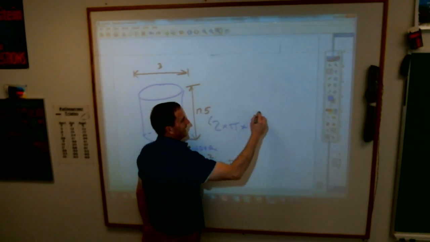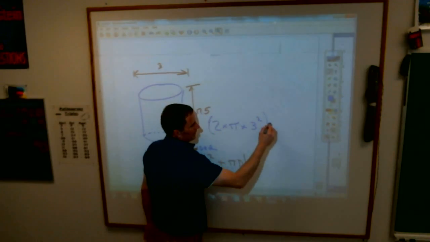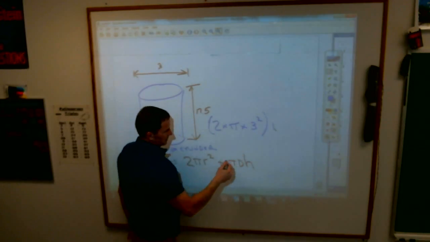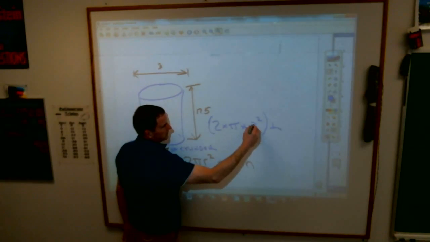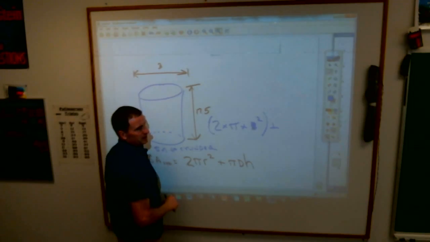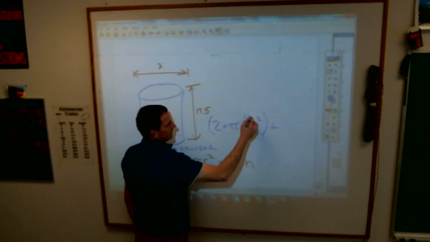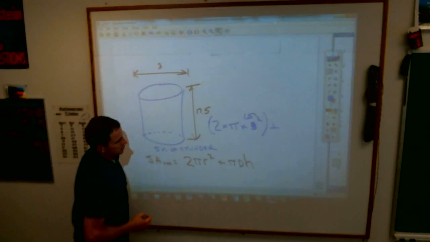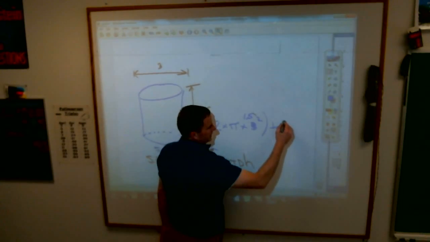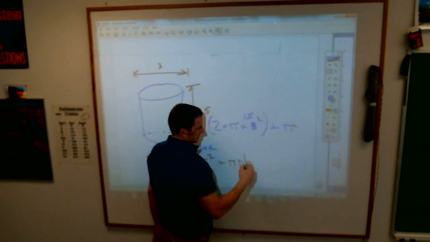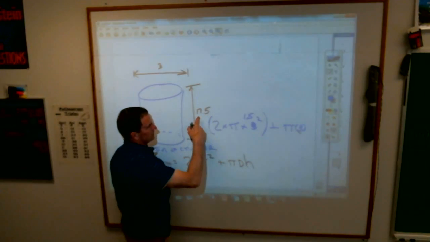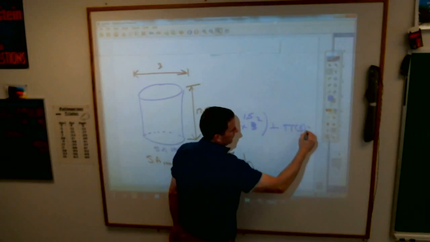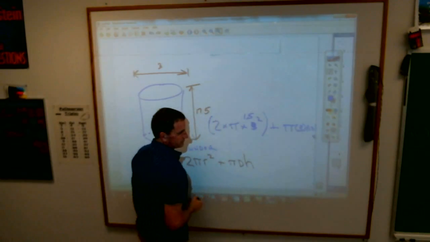You are going to add that to, oh wait, sorry, this isn't radius, is it? What is the radius? Thank you, Jaden. If the diameter is 3, what's the radius, Jaden? 1.5. Plus that, I'm going to add pi times diameter, which is 3, times the height, which is 17.5. Thank you for that, Elijah.